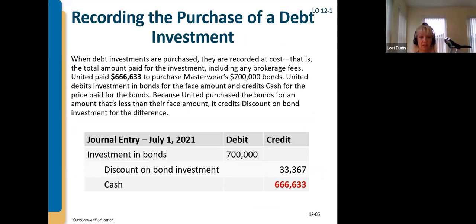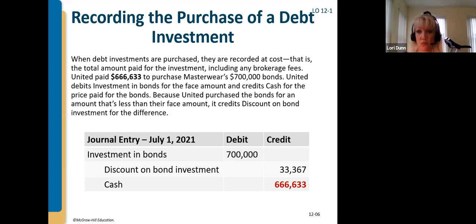We always debit investment in bonds for the principal, the face value. In this case, we're paying less than $700,000. So we're going to credit cash for the amount of cash we're paying. The difference, we credit to a contra asset account, discount on bond investment. For the same reasons, we use the discount account when we're the ones selling the bond.